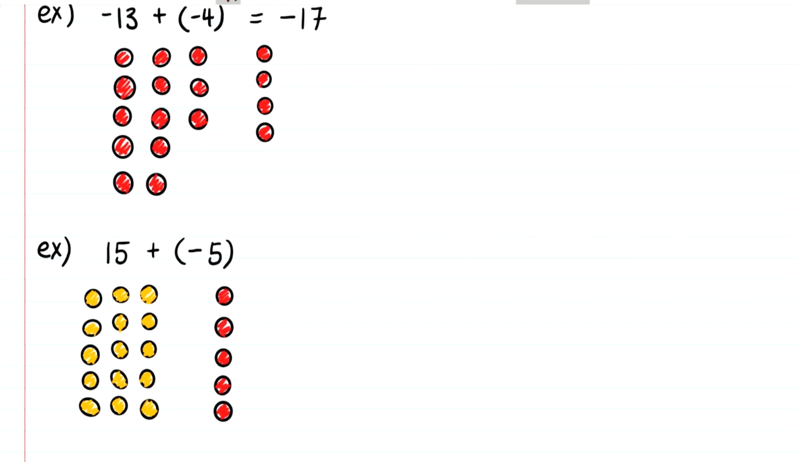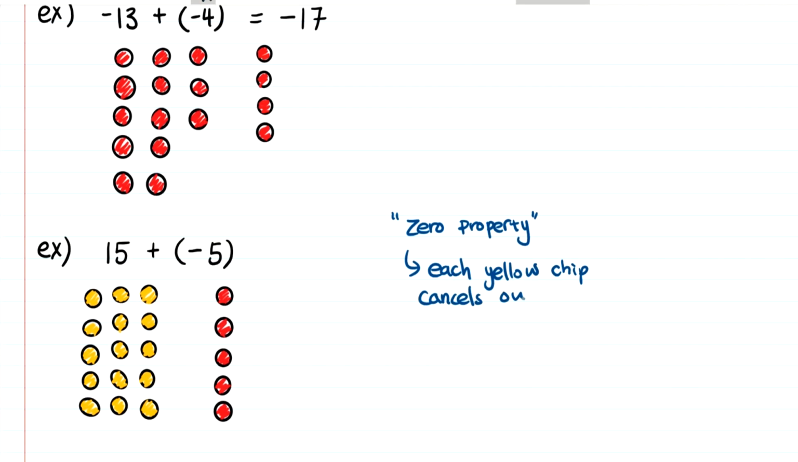So how do we put yellow chips together with our red chips? We're going to use the zero property. The zero property tells us that a yellow chip cancels out with a red chip, which means each yellow will cancel out with a red one.